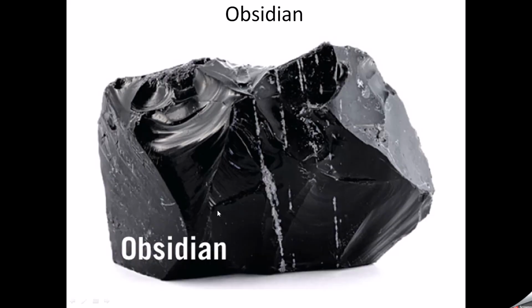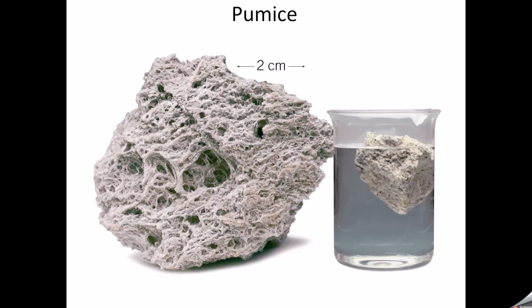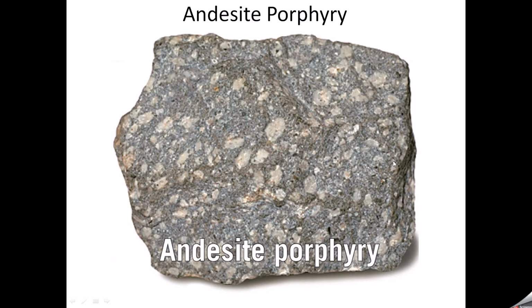Now obsidian is still an acidic rock, from the same family of the felsic rocks. It's glassy, with almost no time for cooling, very rapid cooling. But it is dark because it has iron with the silica. It's very rich in silica, and the iron makes it dark black. Pumice has a vesicular structure because the bubbles of the gases escaped during the crystallization, and it can float, as you can see in the water.